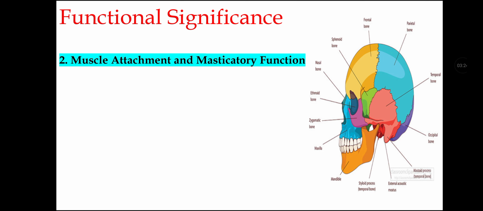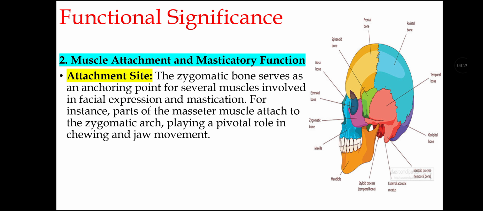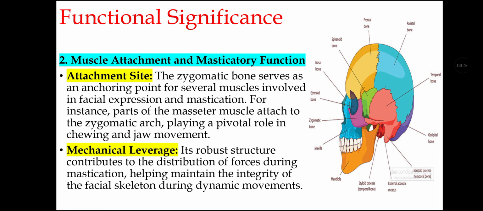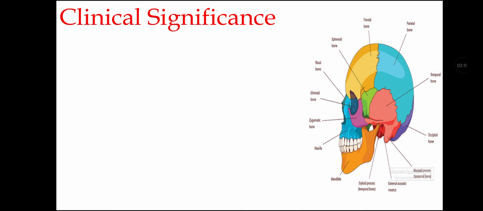The next functional significance of zygomatic bone is its muscle attachment and masticatory function. Attachment site: zygomatic bone serves as an anchoring point for several muscles involved in facial expression and mastication. For instance, parts of the masseter muscle attach to the zygomatic arch, playing a pivotal role in chewing and jaw movements. Second significance here is mechanical leverage, as its robust structure contributes to the distribution of forces during mastication, helping maintain the integrity of the facial skeleton during dynamic movements.